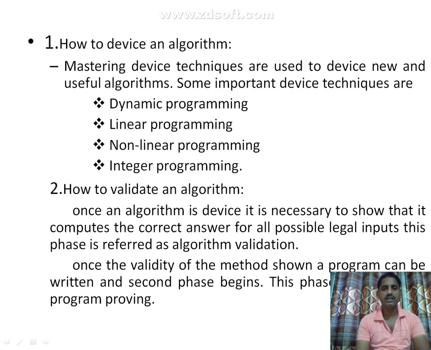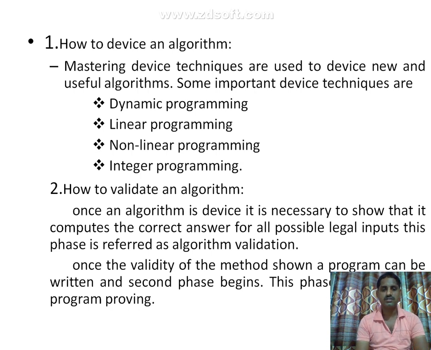Next, how to validate an algorithm. Once an algorithm is devised, it is necessary to show that it computes the correct answer for all possible legal inputs. This phase is referred to as algorithm validation. When the algorithm design is completed, we go for validation. In validation, we give different possible legal inputs, then compute the correct answer.